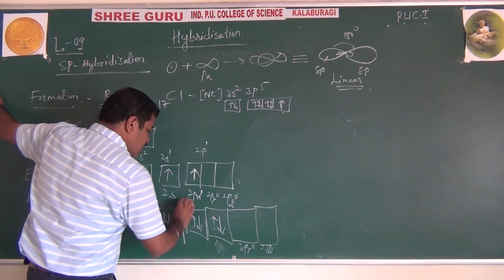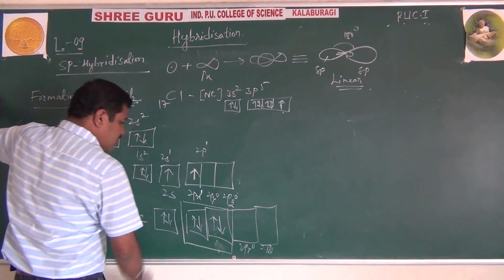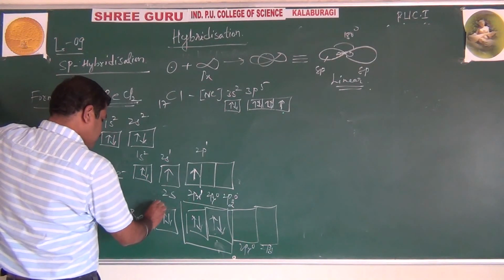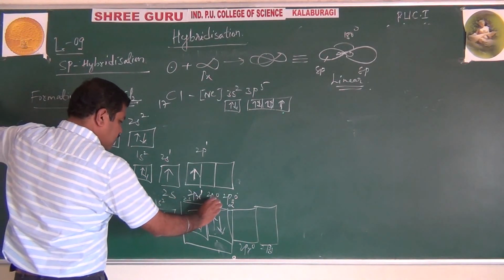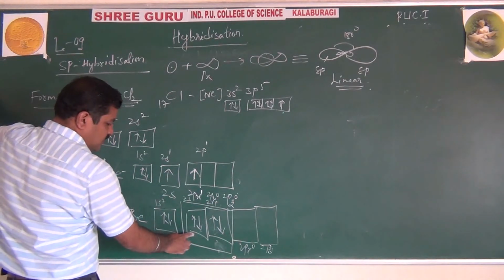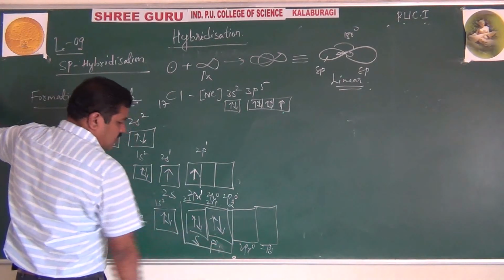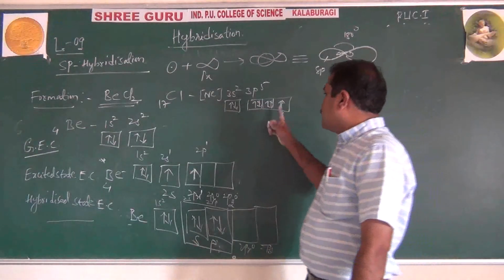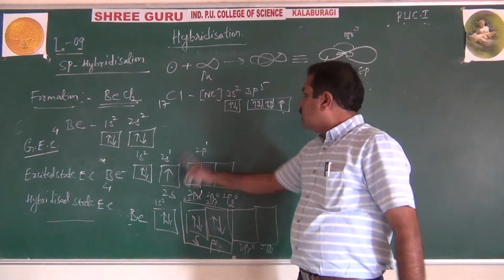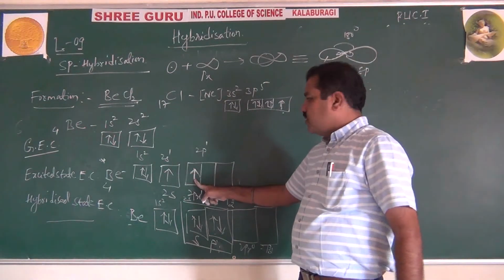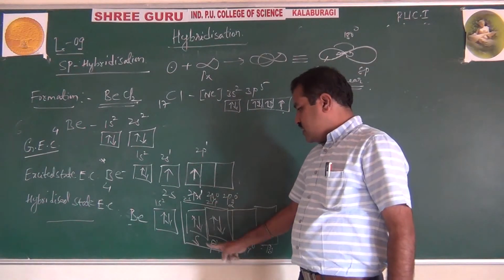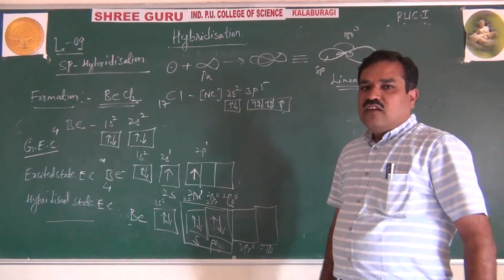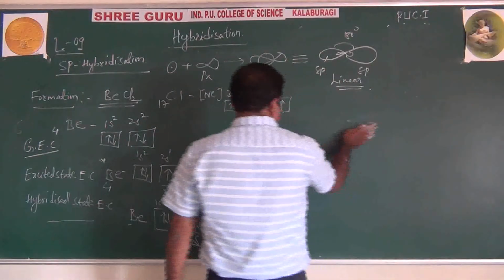2px2. See here, 2s. Sorry. 2s and 2p orbital involved in bond formation. That's what sp hybridization. This you have to show. Okay. So these two electrons will overlap and get split up. Therefore, 2s, 2p. That's why sp hybridization. This you have to show. Compulsory. Okay. After this, now what you will do?